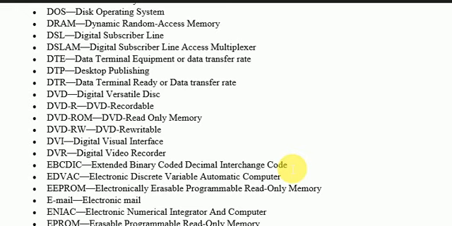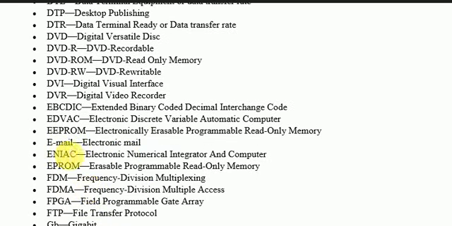Now this is one type of code, or we can say language, in the form of EBCDIC, that means extended binary coded decimal interchange code. Similarly EDVAC means electronic discrete variable automatic computer. Then EEPROM, electronically erasable programmable read-only memory. Then everyone knows the next term, email, so electronic mail. Then ENIAC, one type of computer, electronic numerical integrator and computer. Then EPROM, erasable programmable read-only memory.